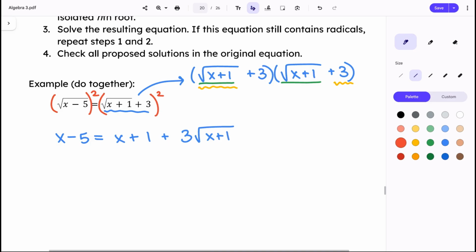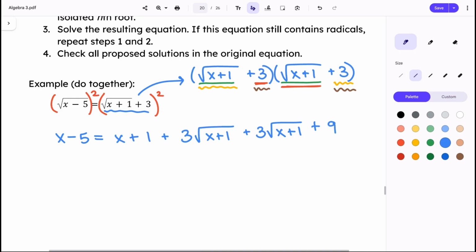My inside terms, guys, are going to be the exact same thing because it's going to be this, not that, 3 and this x plus 1. So it's the same quantity again. So I'm just going to write out plus 3 square root of x plus 1. And then what would be my last terms? 3 and 3. So this 3 and this 3, which is 9.